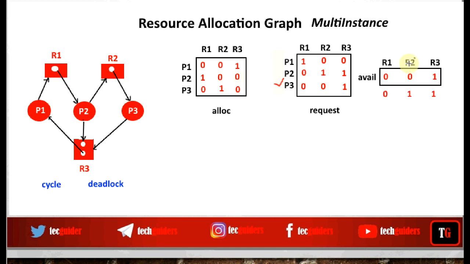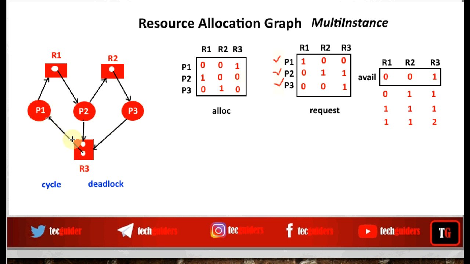And with these available resources, can we execute any other process? Yes, we can execute P2. And when P2 completes execution, the resource already allocated will be added to the available resources and the available vector becomes 1, 1, 1. And with these available resources, we can execute P1. It means we can execute all the three processes. The processes are not blocked, so there is no deadlock state here.